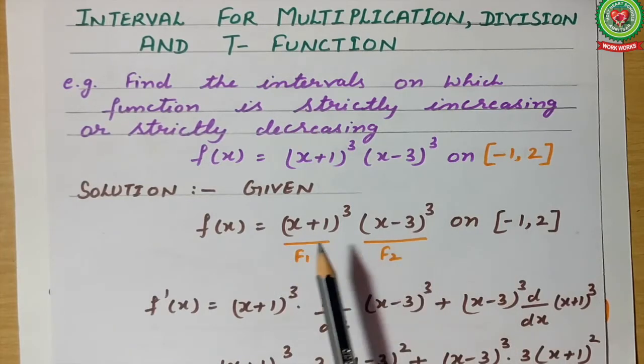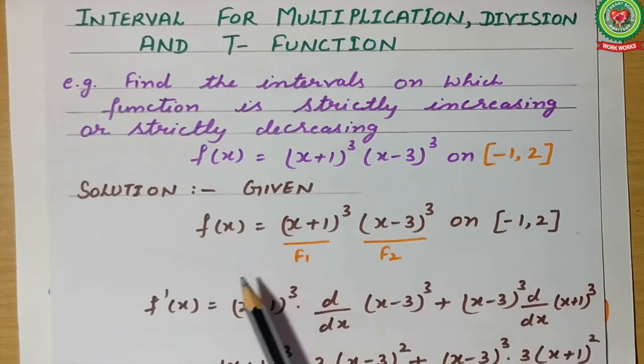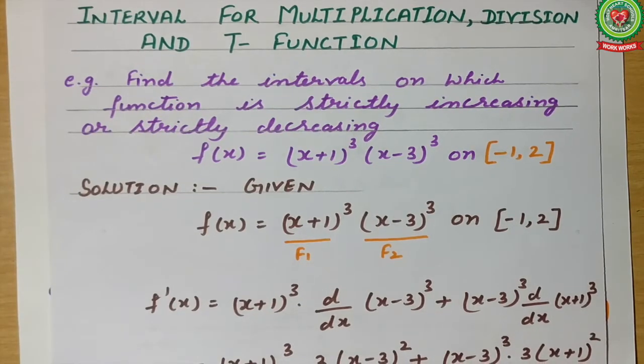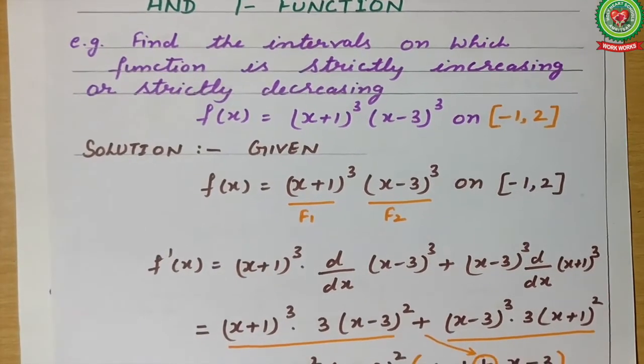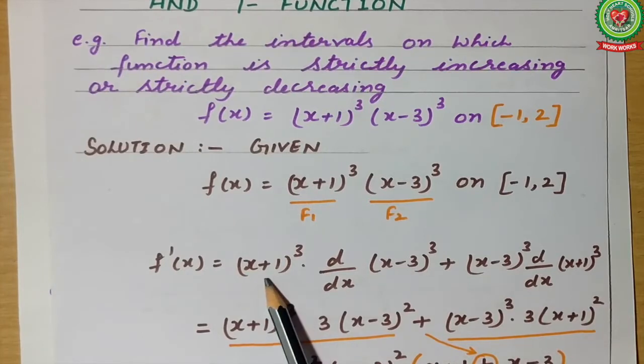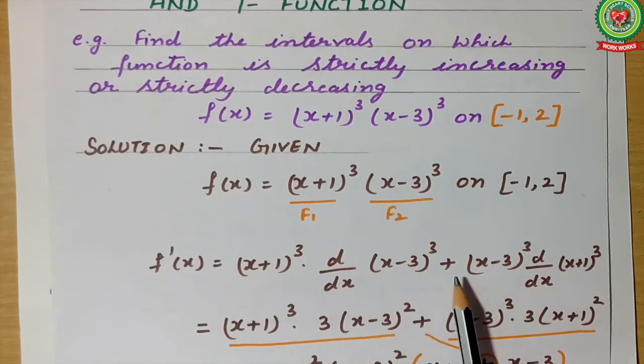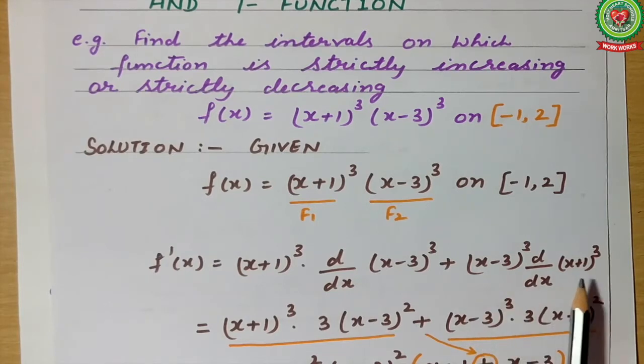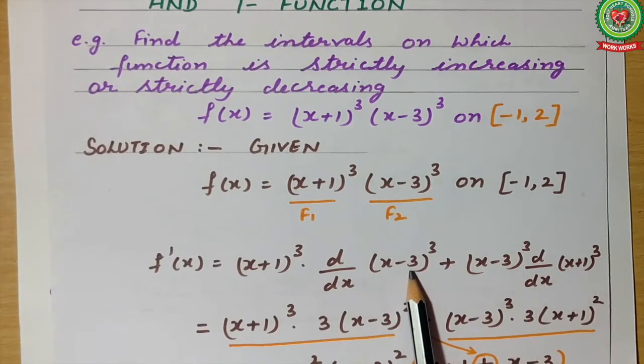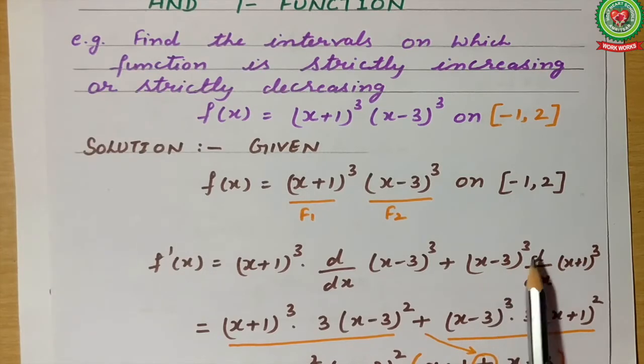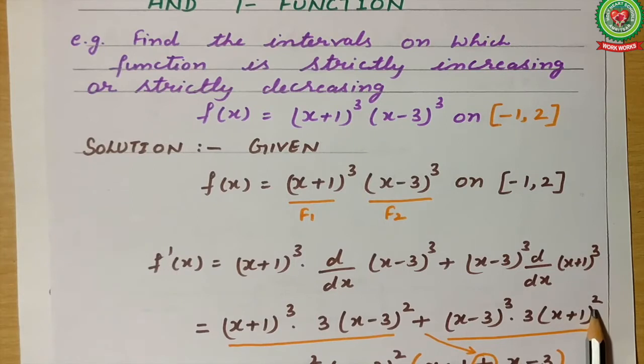Now two functions are there. Whenever two functions are there, according to the rule of differentiation, we always use the product rule. According to the product rule, first function times d/dx of the second function plus second function times d/dx of the first function. When we differentiate (x minus 3) raised to power 3, 3 will come forward and the power will become 2: 3(x minus 3) raised to power 2. In the same way, (x minus 3) raised to power 3 stays as it is, 3 comes forward and (x plus 1) whole power 2 is there.